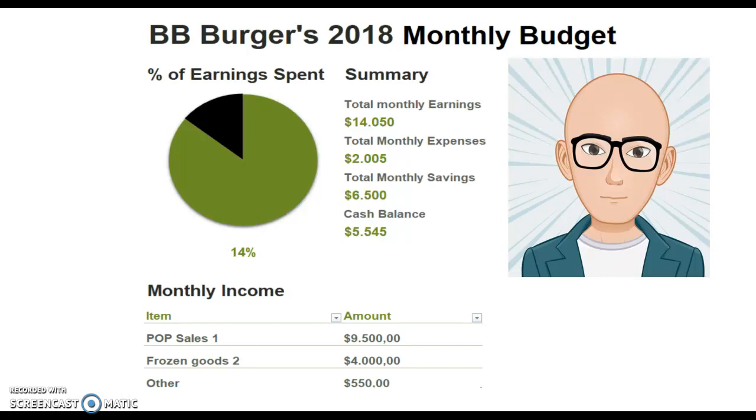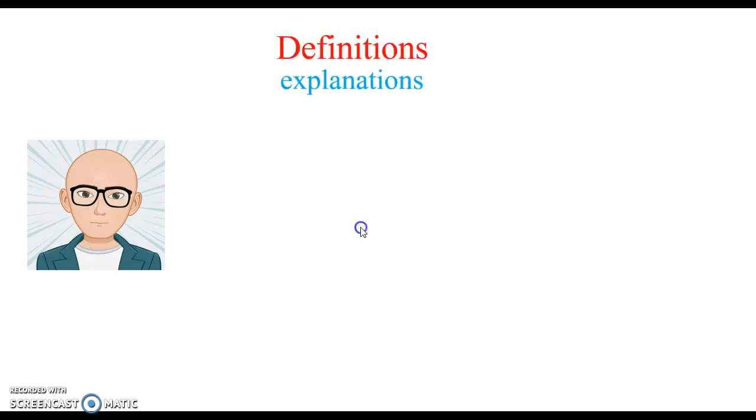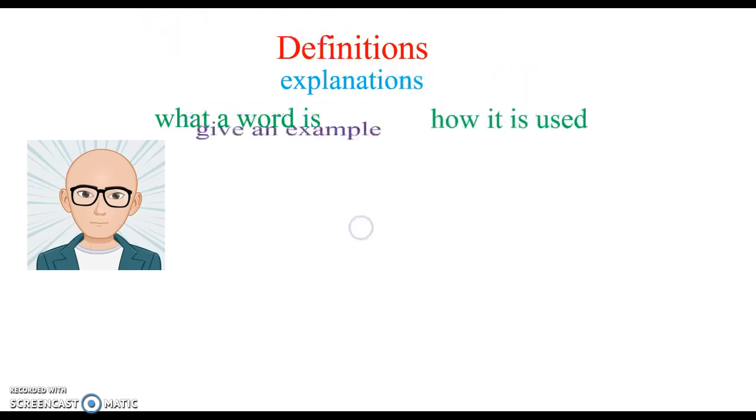Well, the company saves a lot, and they have a good cash balance of $5,545 at the end. Definitions, explanations. Well, definitions are explanations that tell us what a word is, how it is used, and they give us an example.